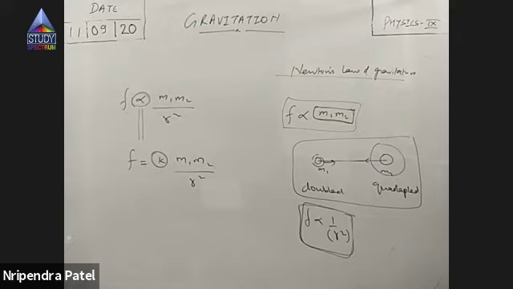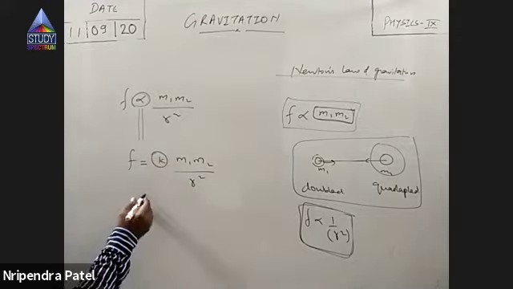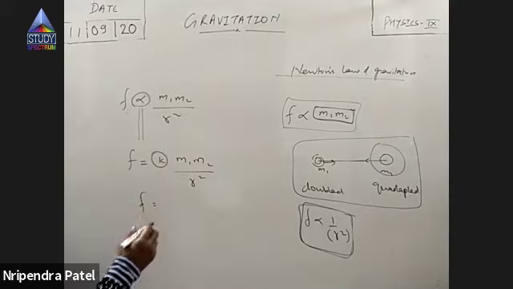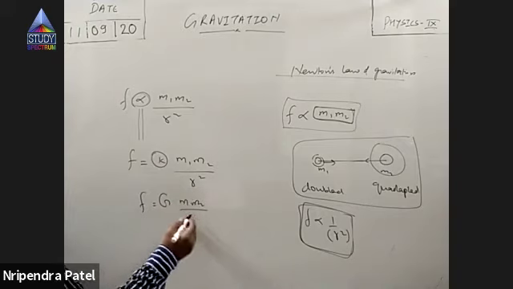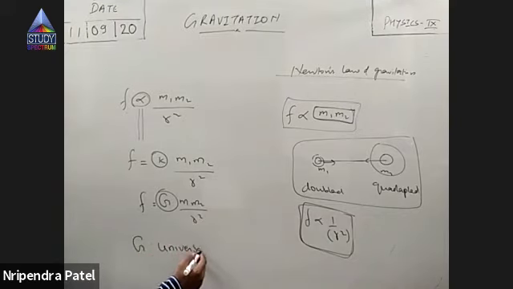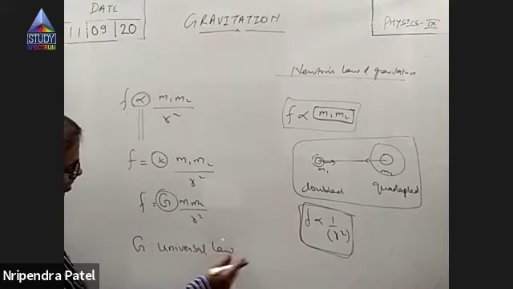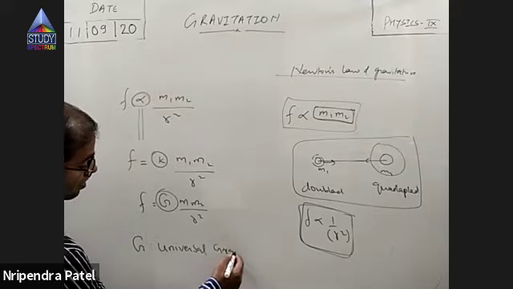There's a famous experiment, the Cavendish method. Newton himself gave it. He carried out some experiments and found the value of this K. And he named the value of K with the symbol capital G. And he named it the universal constant, the universal gravitational constant.